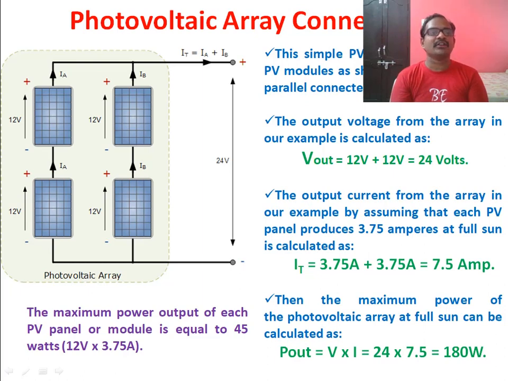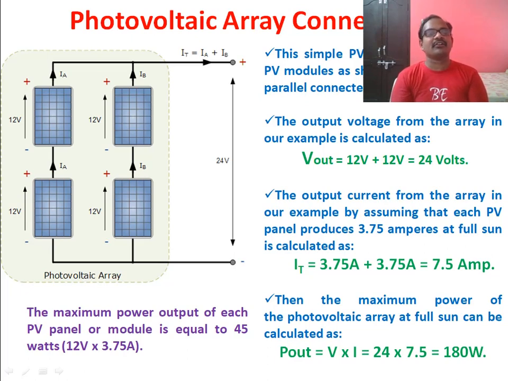What is VM? Voltage at peak power point, and IM is the current at peak power point. They are not the VOC and ISC. A panel cannot be operated at VOC and ISC, because if the panel is operated at VOC, the current is 0. If the panel is operated at ISC, the voltage is 0, and that's why we never operate the panels at VOC and ISC. In between there is a maximum power point where we operate the panel, and the corresponding voltage is 12 volts and the corresponding current is 3.75 amperes.